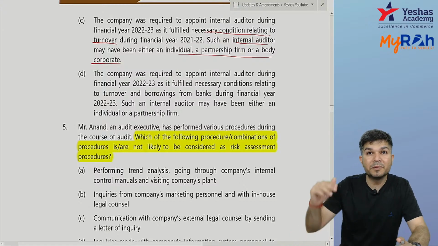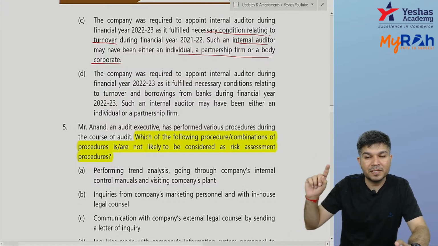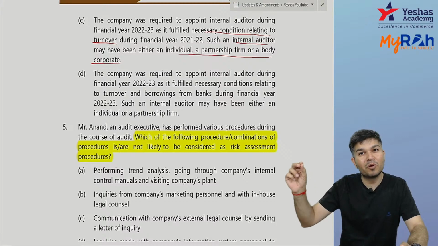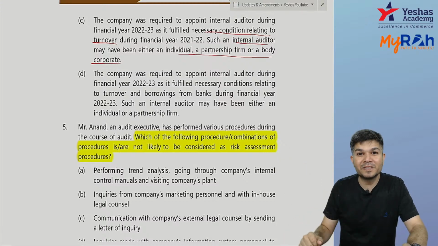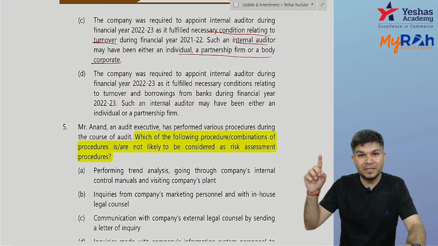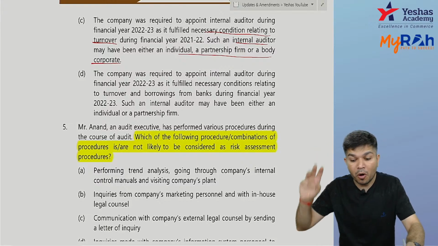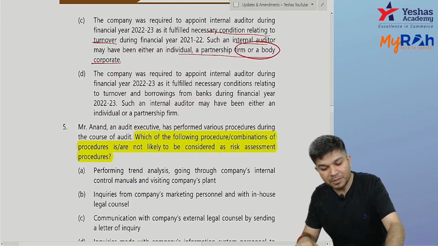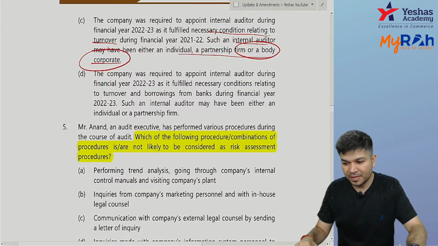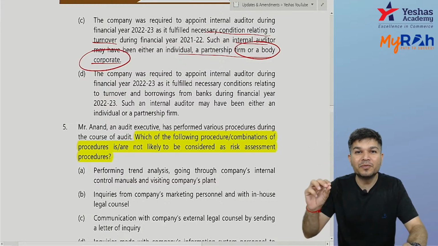So what is the difference between A and C? A says such internal auditor can be an individual or a partnership firm. C says such internal auditor can be an individual, partnership firm or body corporate. Okay, tell me, between A and C, which one do you feel is more correct?